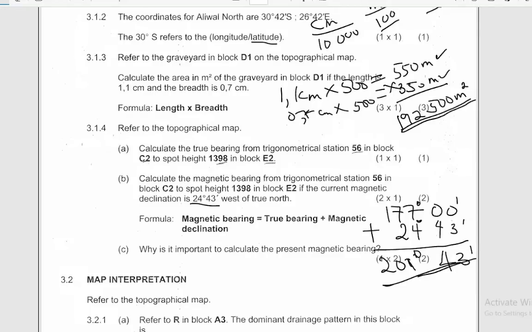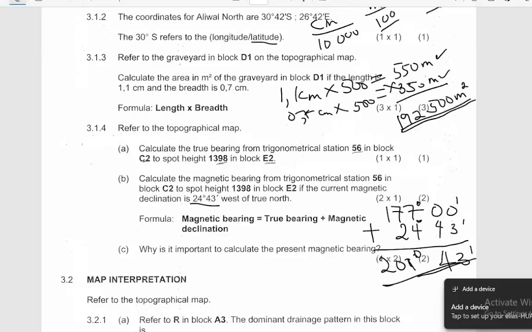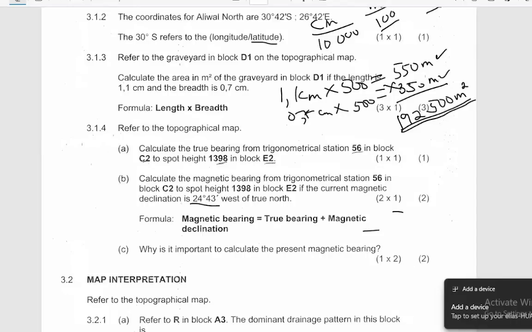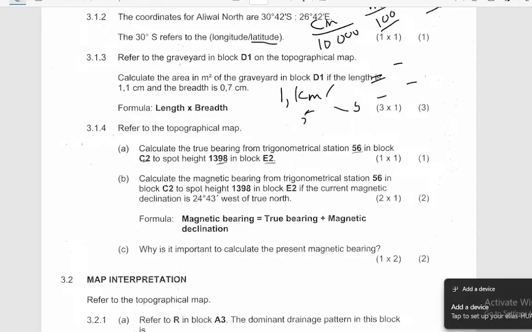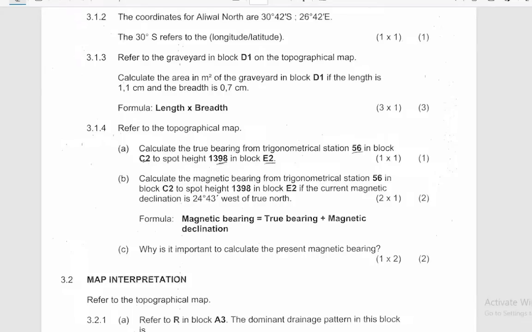Right, proceed to the next question. The next question is talking about why it is important to calculate the present magnetic declination. That declination that we are provided, we have to calculate it for the current year. If you want to get the magnetic bearing for the year, why is it important? Why can't we just pick any figure and use it? We have to find the precise one, and I think you remember you use the map information provided at the bottom of your topographic map to come out with the current magnetic declination from the angle given on the map. So why is it important that we do that?